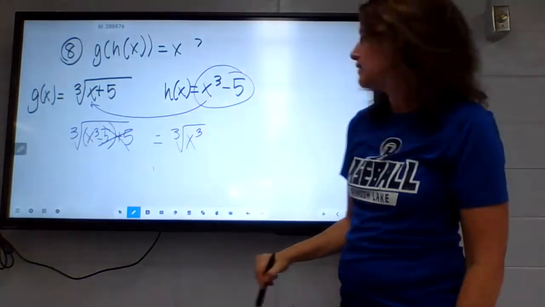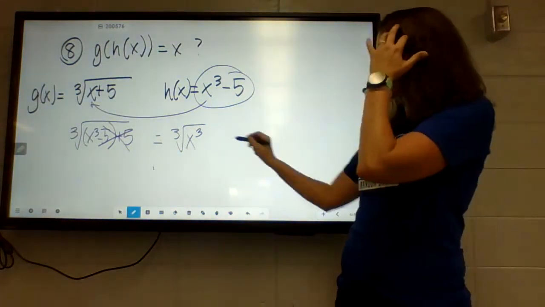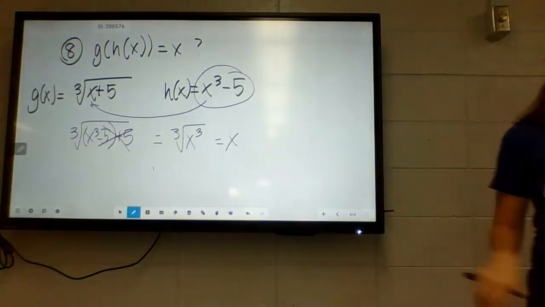These two cancel, and so the cube root of x to the third is just x. They showed a lot more steps for it.